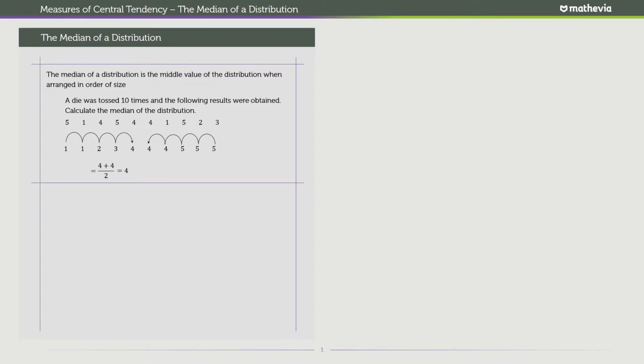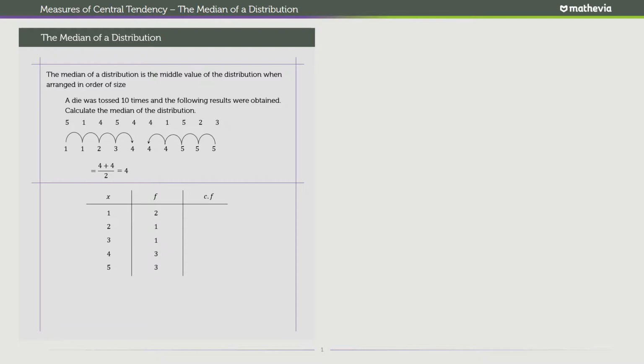We can also find the median of a distribution using a frequency table. We have a frequency table here. For our data x, we introduce our values 1, 2, 3, 4, and 5, and then we introduce frequency. 1 occurs 2 times, 2 we have just 1, 3 we have 1, 4 occurs 3 times, and 5 occurs 3 times as well.